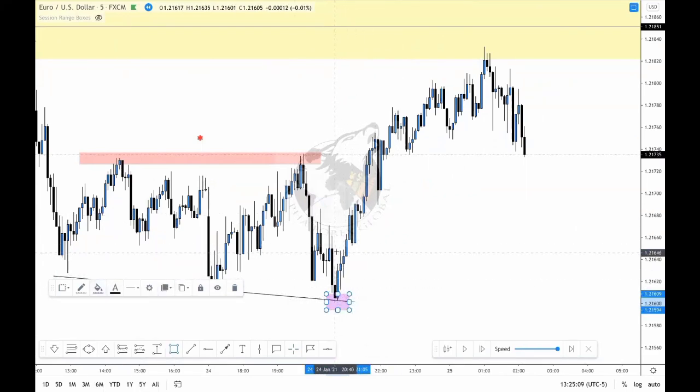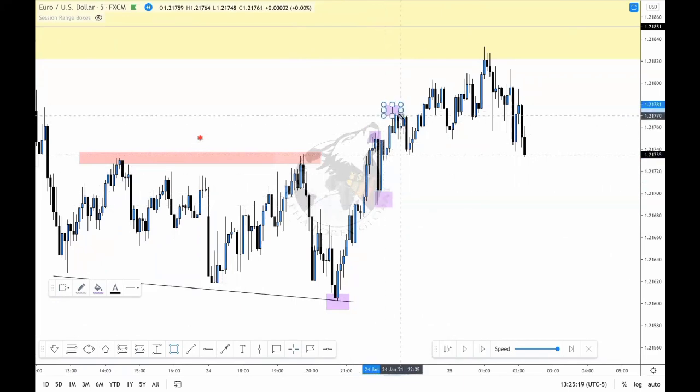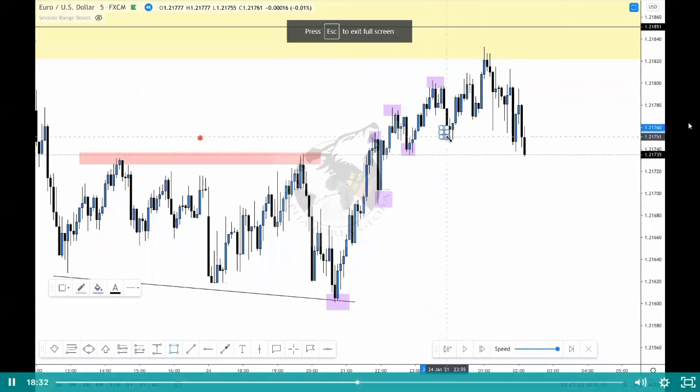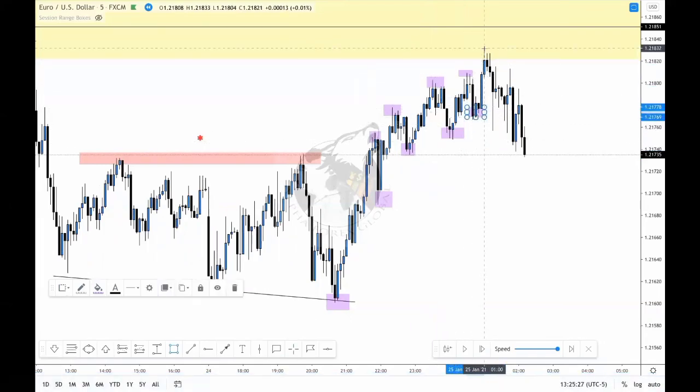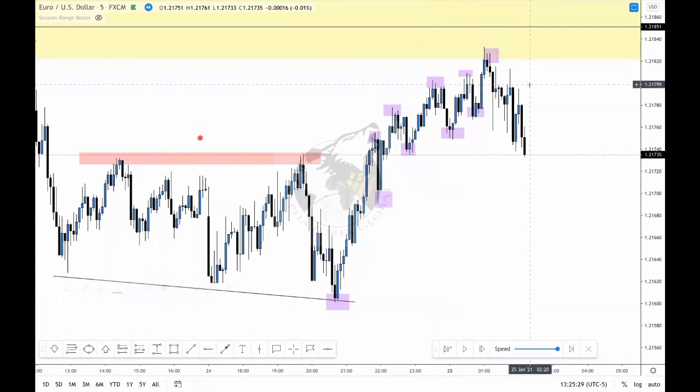So market pushed to the upside, market broke structure. We're talking 5-minute here, right? Created this high, then market created this high low, market created this high, then this high low, then this high, then this high low, then this high, then this high low, then this high, right? And note market broke structure, right?